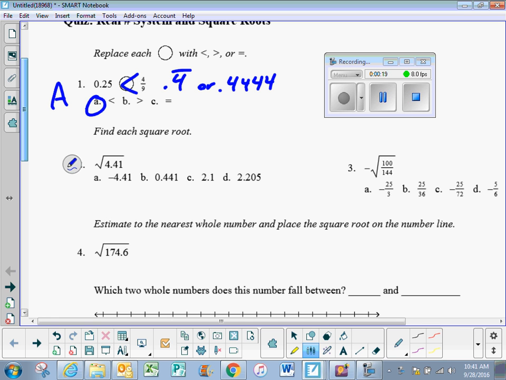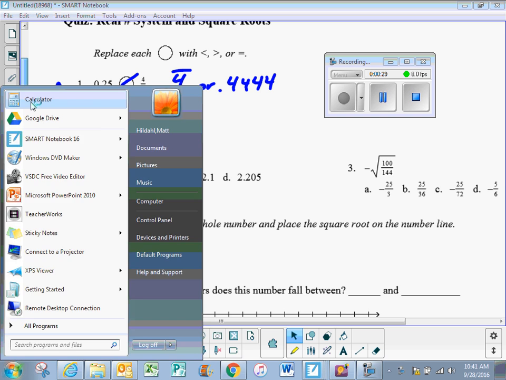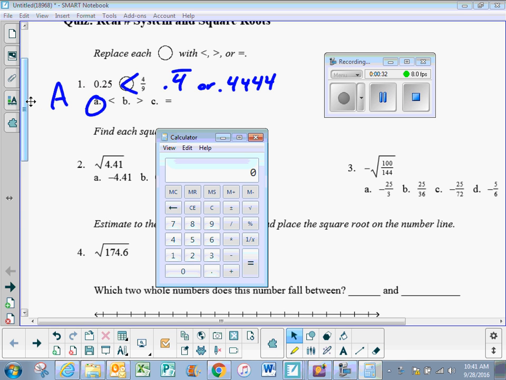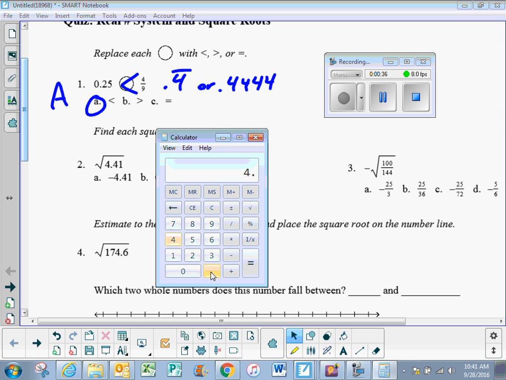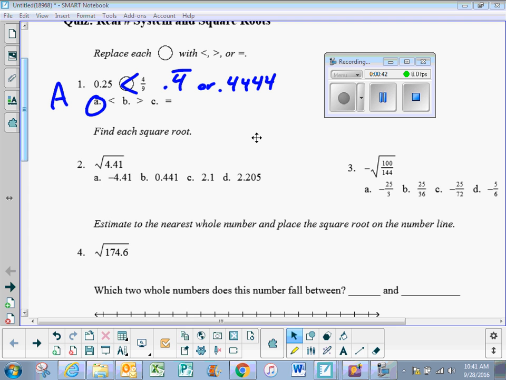Number 2, if you have questions about it, ask me later, please. You have a square root button on your calculator. Nobody should have missed number 2. You simply go 4.41 and take the square root. 2.1. There's the answer. Nobody should have missed that. Okay? Number 3.